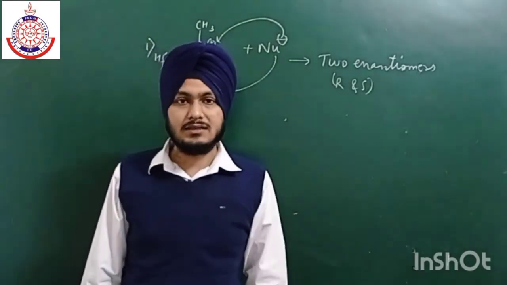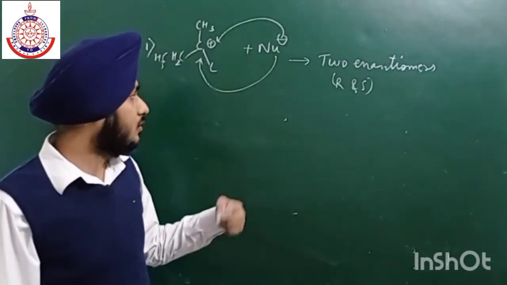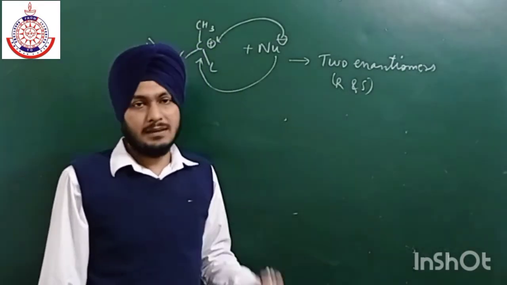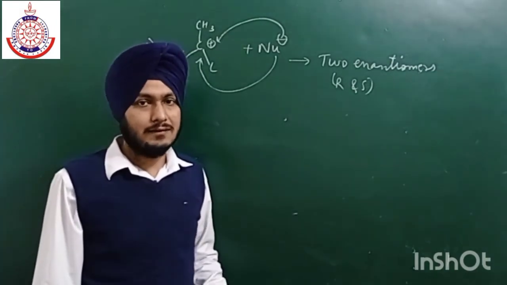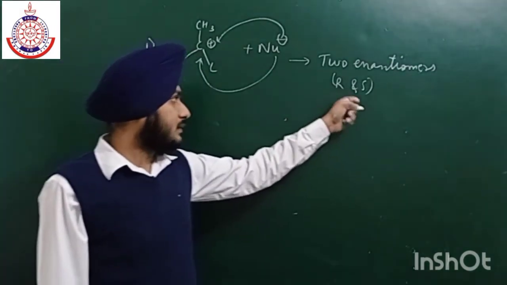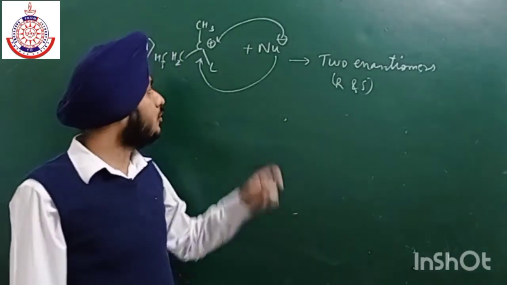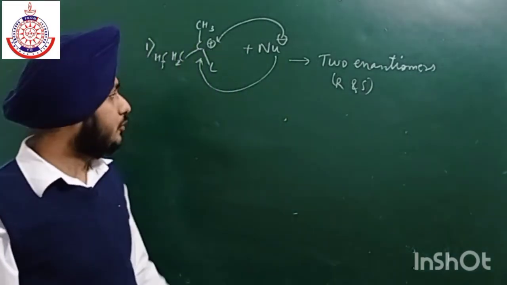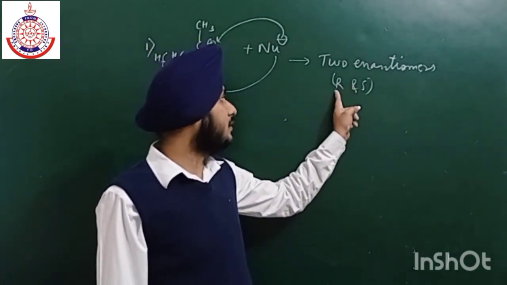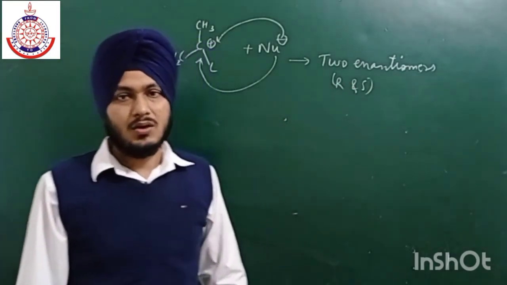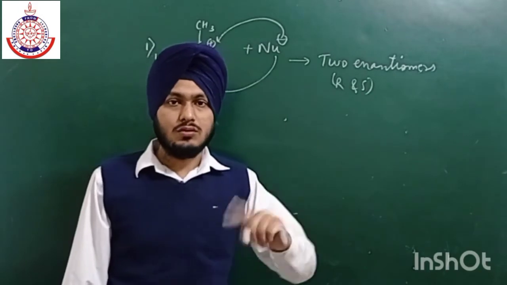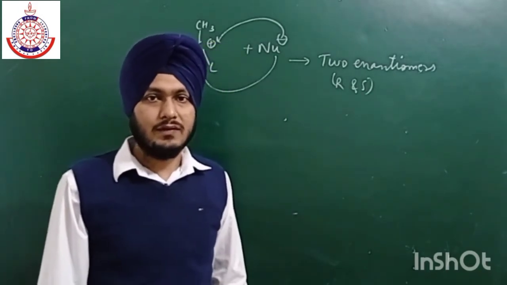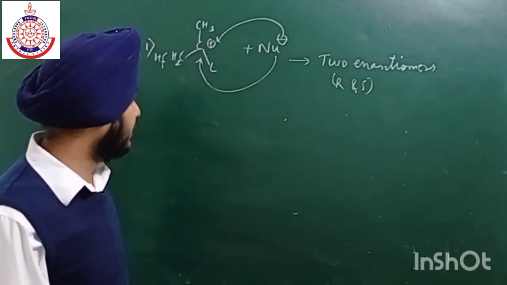One may rotate the plane polarized light toward the left side, or the S may rotate it toward the left side. So that is why the molecule becomes inactive. This is known as racemization, due to the formation of 50% R and 50% S, or due to the formation of two enantiomers with equal possibility. This is known as racemization.